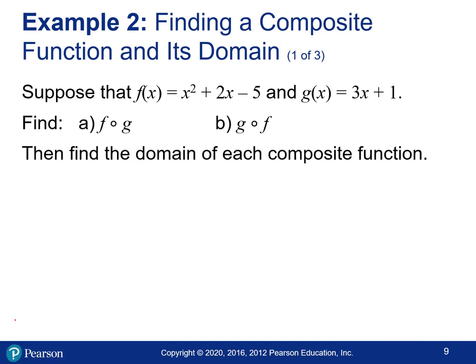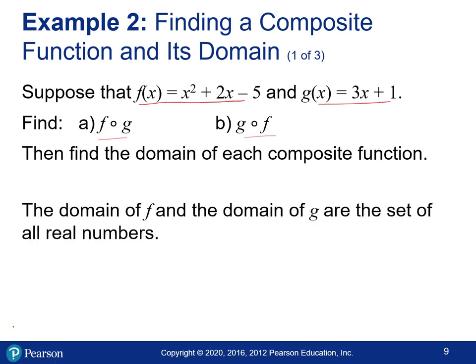Okay, so now let's work on finding the domain. Suppose that this is our f function, and this is g. Let's find f of g, f composed with g, in part A, and g of f, g composed with f, and then find the domain of both functions. The domain of f and the domain of g are all real numbers, so you want to look at what the starting domains are for both of them.